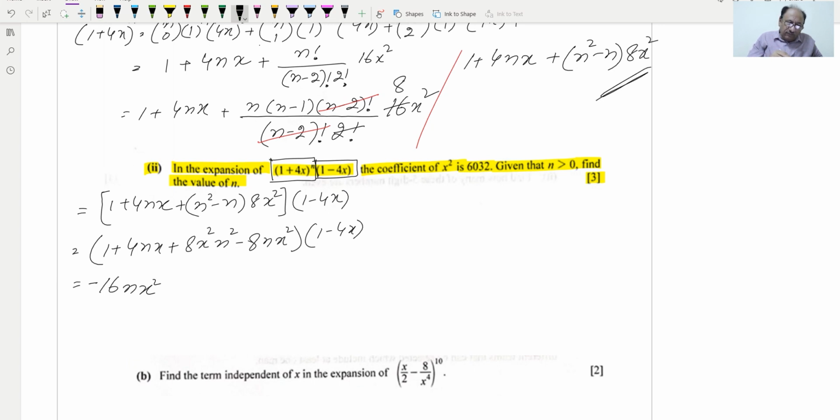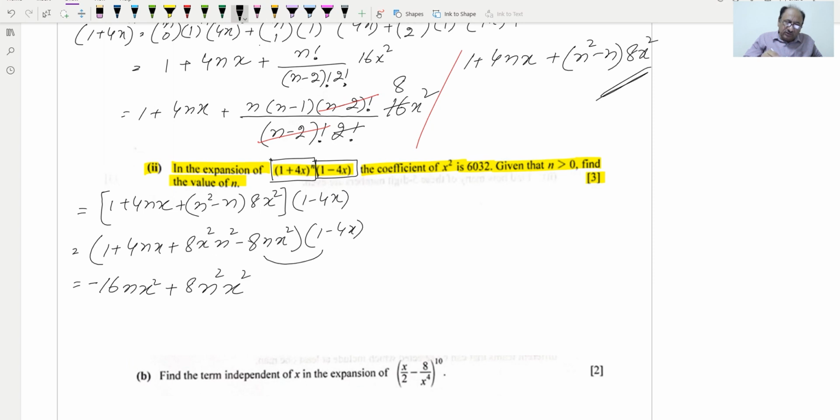And the second, when we multiply this with 1, we will get x square. So we will write that term also: 8x square n square, or we can write 8n square x square, n square x square in sequence. And then when we multiply this with this, we'll get x cubed. So we are ignoring that term.